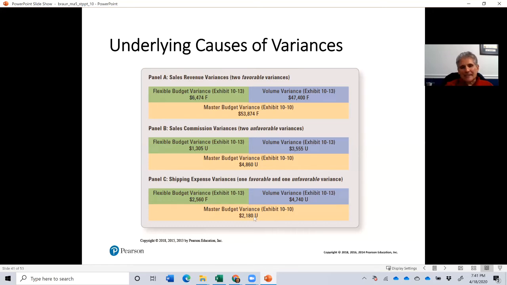Now, in this case, you're not going to take the difference between the two, because this was unfavorable and this was favorable. So it crossed over the zero. So you're really going to add the two to come up with your volume variance. Or you can look at the master budget, unfavorable, and the crossover to the flexible budget, and you have 2560 there. That difference is going to make up the 4740 unfavorable volume variance.